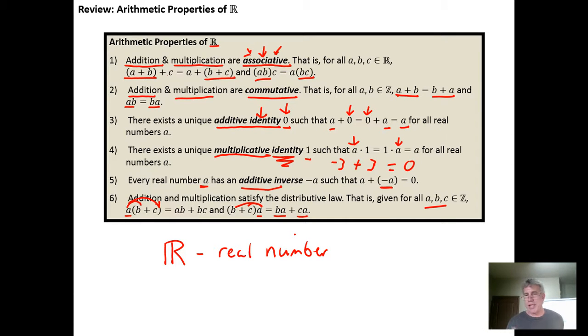And what we want to do in the next video then is walk through and identify that these same types of properties, with the exception of the commutative property for multiplication, these same properties hold for matrix addition, how we defined it, and matrix multiplication with how we defined multiplication.